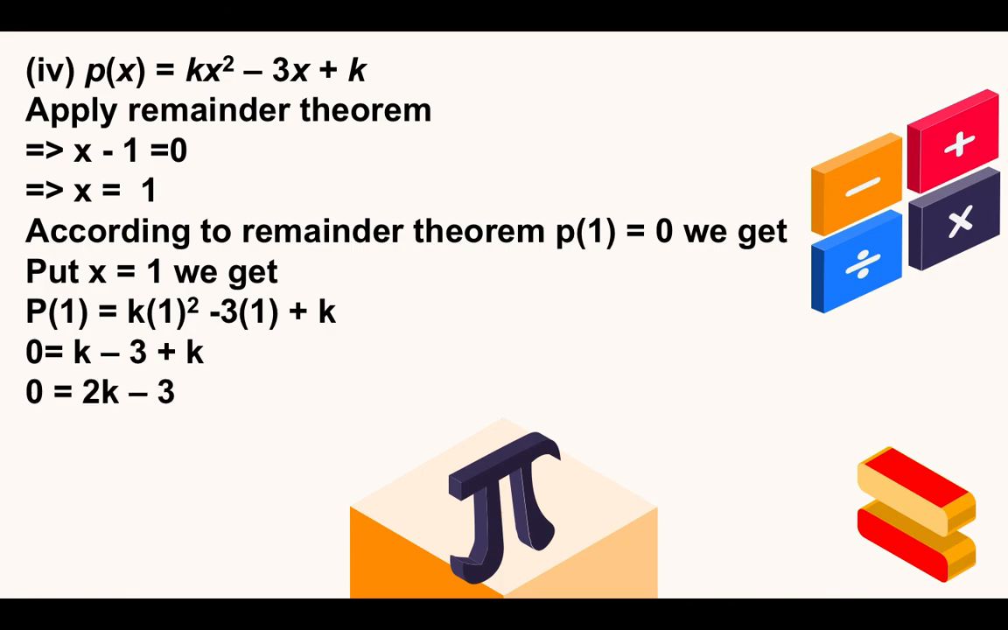So I'll equate it to 0. So I'll get 2k minus 3. So I'll transpose it. Then I'll do cross multiplication. So value of k comes out to be 3 by 2. With this, we've completed exercise 2.4, question number 2 and 3. In the next video, we will discuss question number 4.